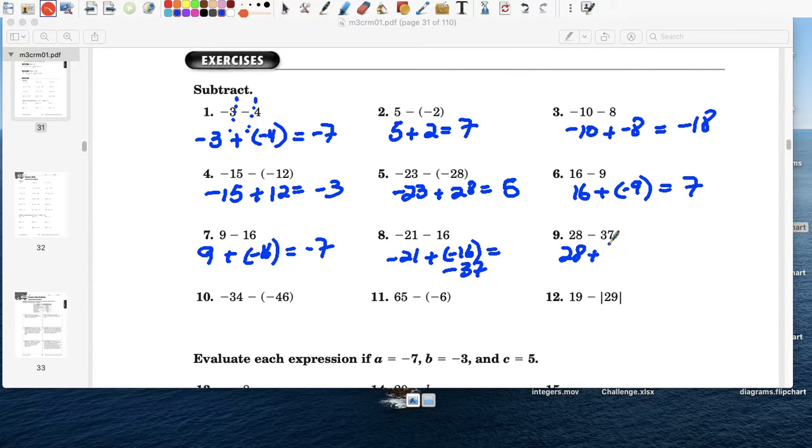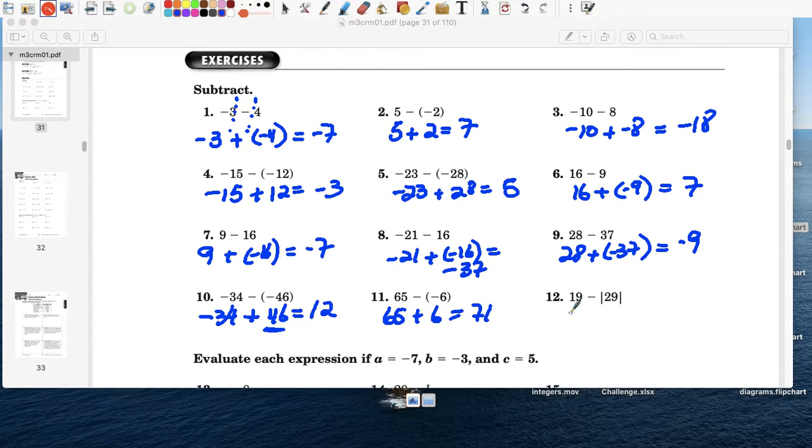28 plus negative 37. The negatives win, and we're going to get negative 9. Negative 34 stays, subtraction becomes addition, and negative 46 becomes positive 46. Who wins? Positive, so 46 minus 34 is 12, positive 12. 65 plus 6, right? Subtraction becomes addition, the opposite of negative 6 is 6, and this becomes 71.